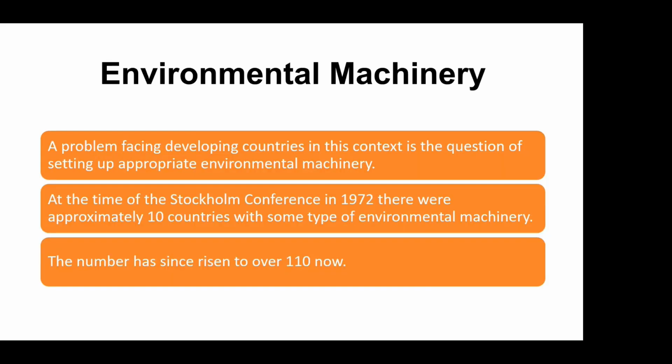The next part is environmental machinery, and why we call it environmental machinery. Before going into detail, I will tell you that the first time, at the Stockholm conference held in 1972, only 10 countries had some type of environmental policies, which we call environmental machinery, or a set of instructions. But with the passage of time, that number reached 110. So a problem facing countries in this context is the question of setting up appropriate environmental machinery.